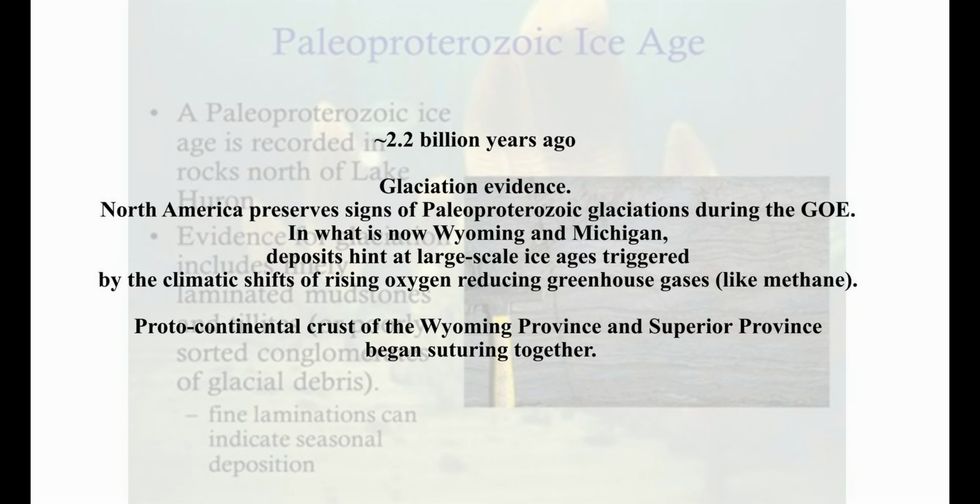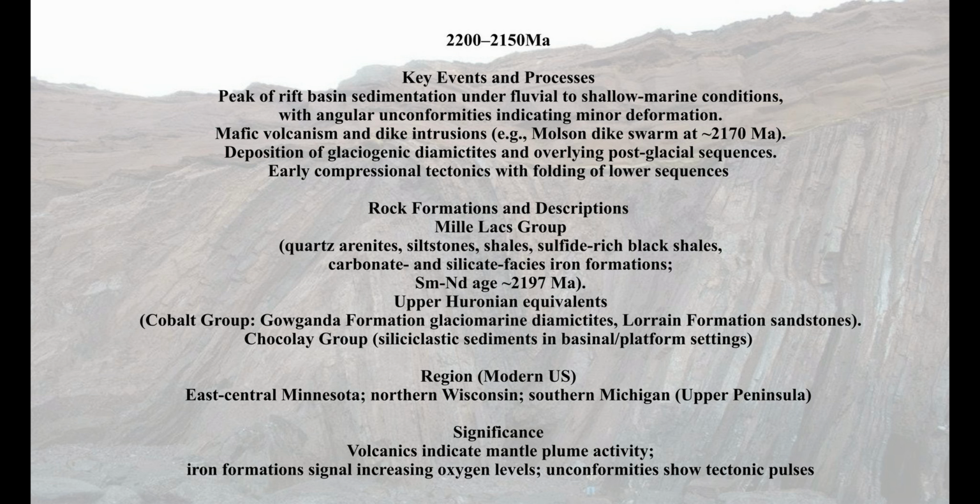2200–2150 Ma. Key events and processes. Peak of rift basin sedimentation under fluvial to shallow marine conditions, with angular unconformities indicating minor deformation. Mafic volcanism and dike intrusions, e.g., Molson dike swarm at 2170 Ma. Deposition of glaciogenic diamictites and overlying post-glacial sequences.